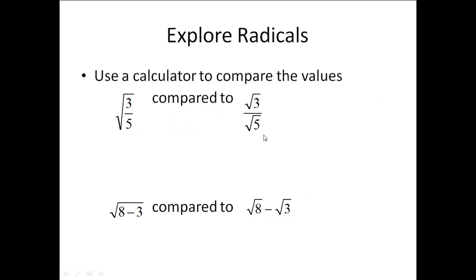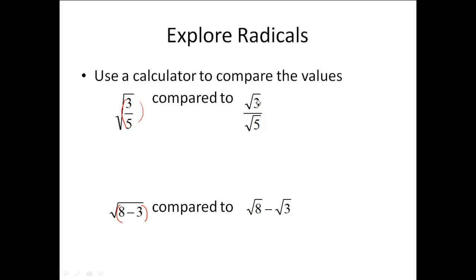Okay, do the same thing with these two examples. Look at the square root of 3 over 5 and make sure the 3 divided by 5 is all under the radical. And then look at the square root of 3 divided by the square root of 5. Make a note about what you noticed about their values. Then try this example. I've got the square root of 8 minus 3. 8 minus 3 all needs to be inside the radical sign. And then compare that to the square root of 8 minus the square root of 3.